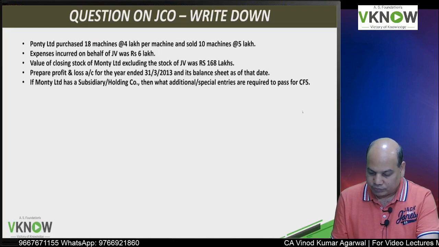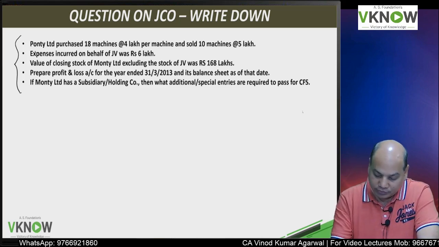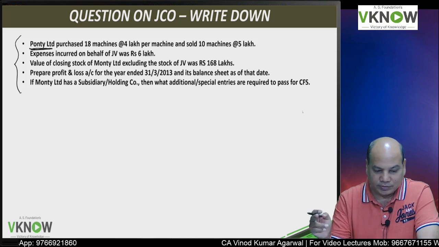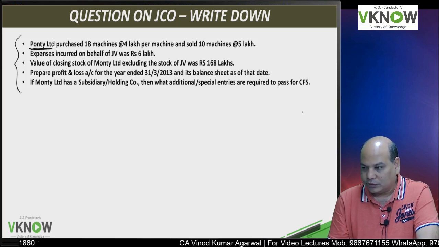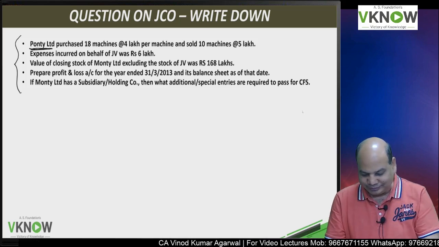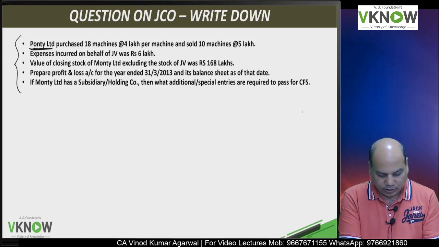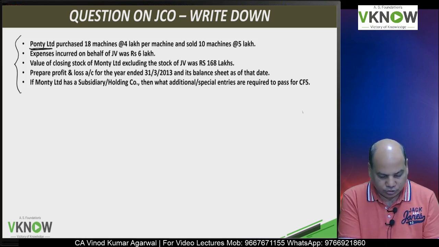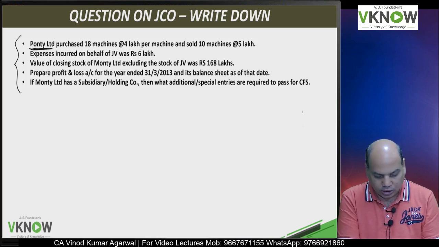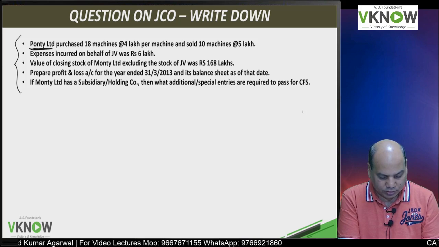Now write down below, continue 5 more points, then we'll write the answer. Ponti Limited. Ponti is another venturer. Ponti Limited purchased 18 machines at rupees 4 lakh per machine, and sold 10 machines at rupees 5 lakh.